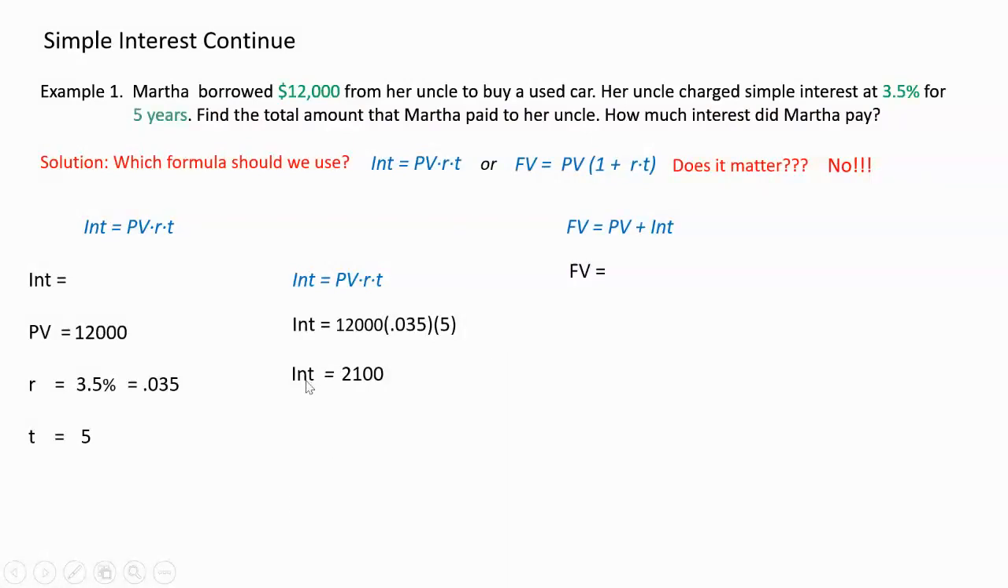Okay, now this was the answer for the second part: how much interest did Martha pay? The interest was $2,100. That's how much Martha paid in interest. So how much did she pay in total? She had to pay the $12,000 that she borrowed from the beginning, plus the $2,100 that she has to pay extra.